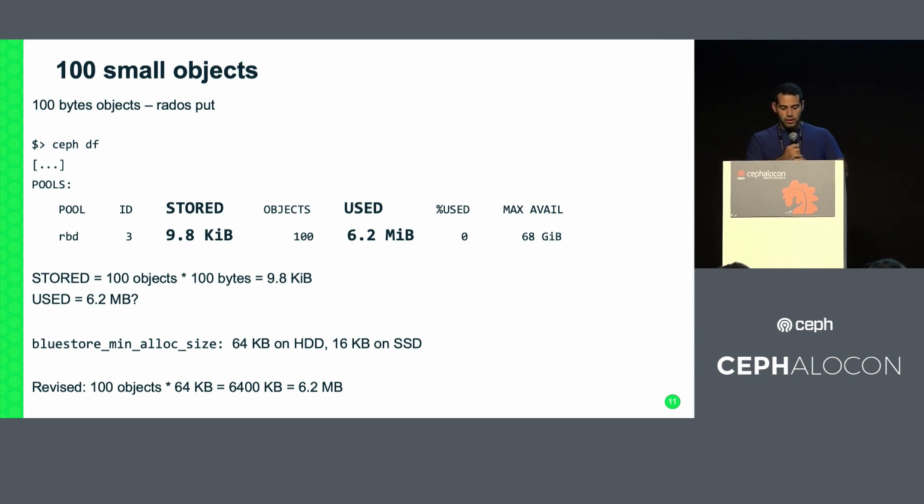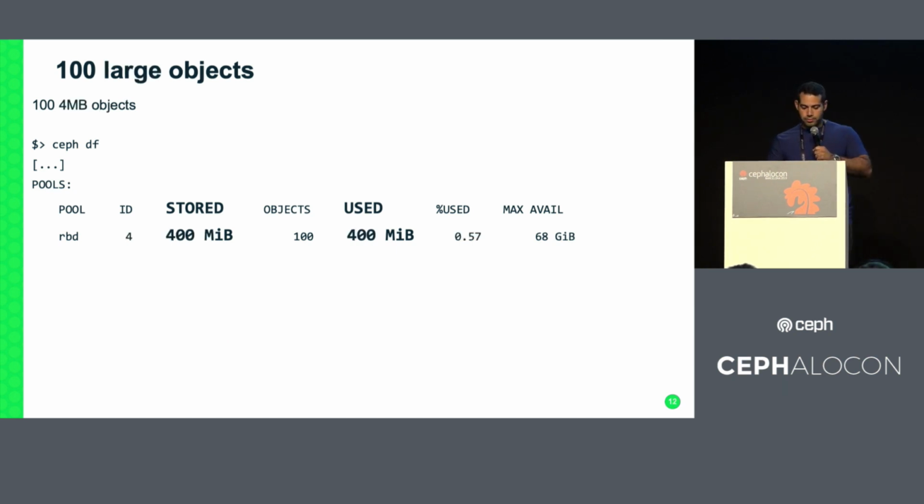The solution here is mostly to write bigger objects or to decrease the minimum allocation size. That's not really a good idea. You probably better try to optimize your application. Either use a higher level like RGW or RBD, or basically just write bigger objects. And here, if I look at the 100 large objects, stored and used is identical.